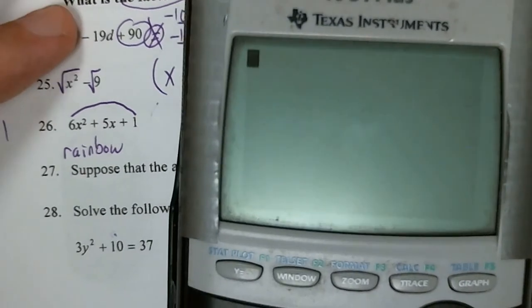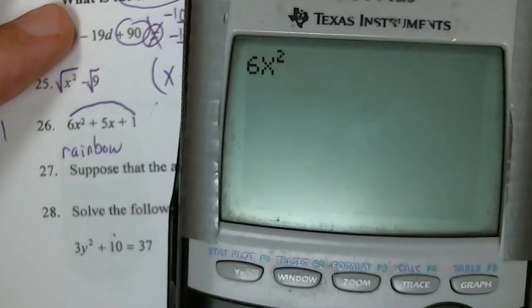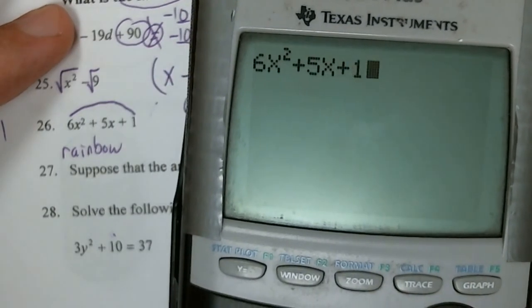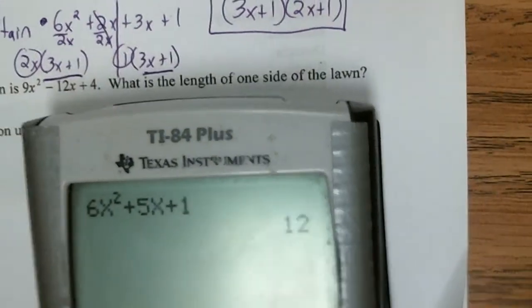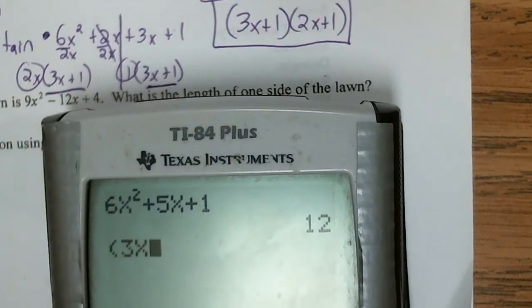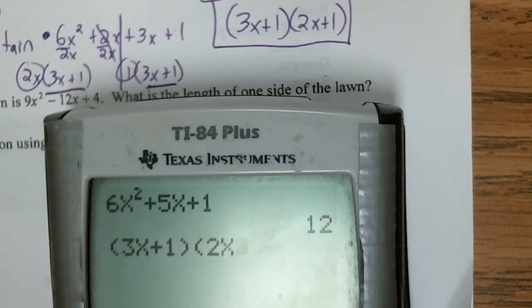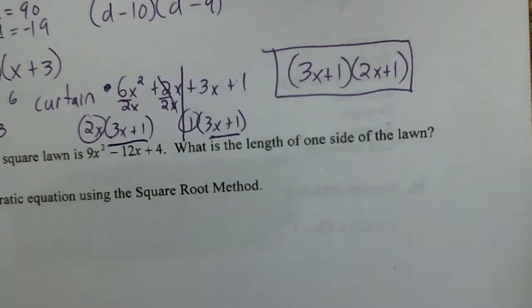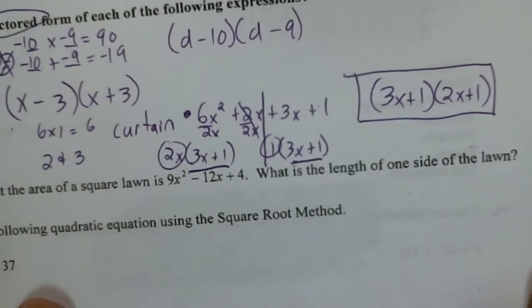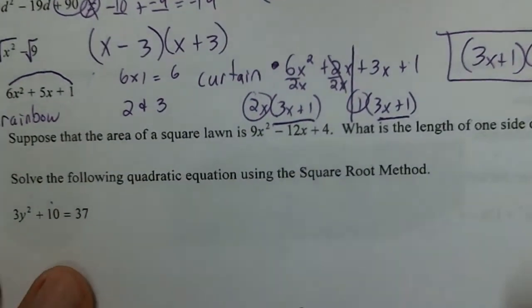Watch how fast it takes me to do this. 6x squared plus 5x plus 1. Get a number. Let's type in our answer: 3x plus 1, 2x plus 1, 12. They match. I don't understand why students won't take 10 seconds and plug this into the calculator and use that little trick that I've taught you to guarantee yourself you've done this correctly.